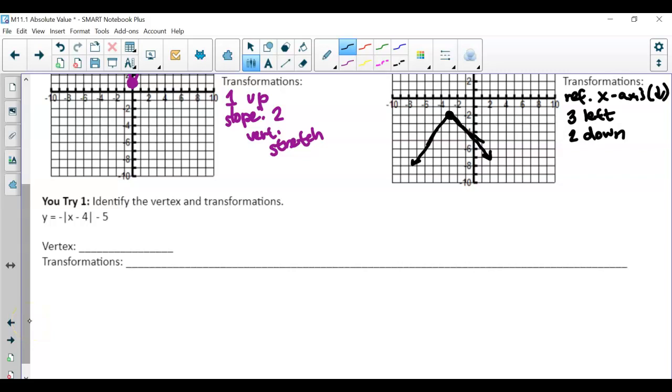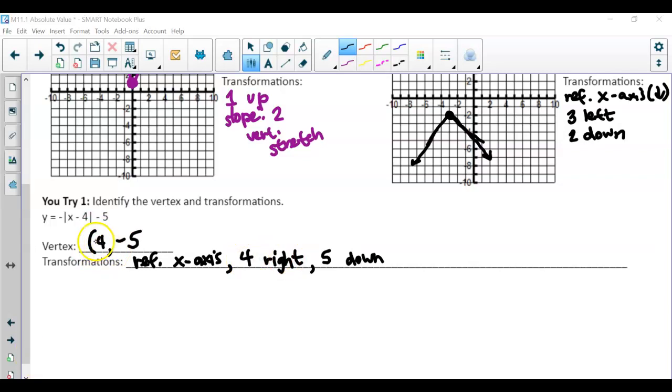And here we go. So the transformations, well, I see a negative on the outside. So again, we have a reflection over the x-axis, so it's going to be facing downward. We shift 4, but now to the right. So that's your horizontal shift to the right. And then 5 units down. That is your vertical shift. So if I'm going 4 to the right, then that means I have positive. And so again, here we've got positive 4 and negative 5 as your vertex.